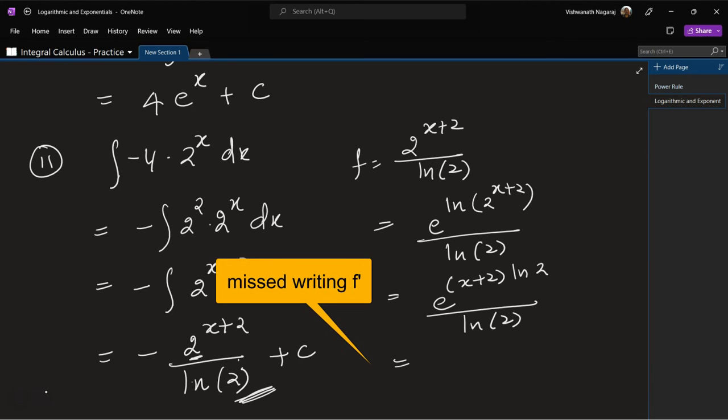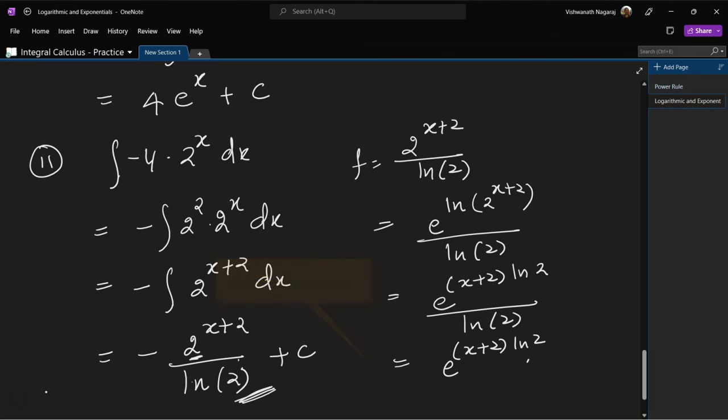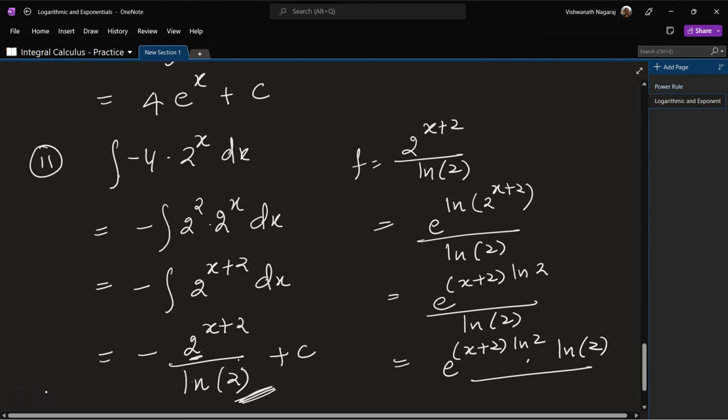Now let's differentiate it. What do we get? E expression comes as it is first, and then we differentiate the exponent. 2, if we distribute it, we get x natural log of 2 and 2 natural log of 2. 2 natural log of 2 is 0 because it is a constant. So we need to differentiate x natural log of 2, which gives us natural log of 2 divided by natural log of 2.